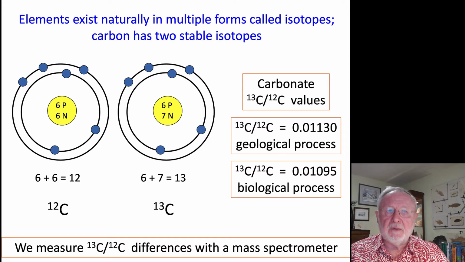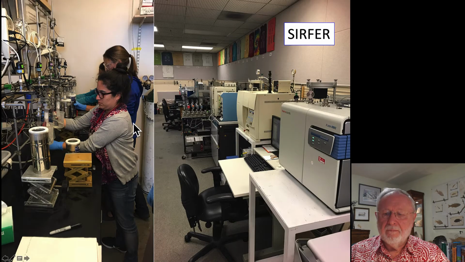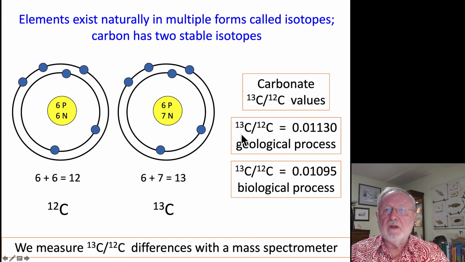As was mentioned in the pre-class materials, isotopes represent simply different forms of the same atom. If we have 6 protons and 6 neutrons for a mass of 12, we have carbon 12. If we have one more neutron, 6 and 7 makes 13. And as you recall, an element is defined on the basis of the number of protons, and often, but not always, there's a number of neutrons that's equal to the number of protons. In this case, if we look at the concentration of 13C to 12C, if it has a value of 0.01130, it was formed from a geological process.